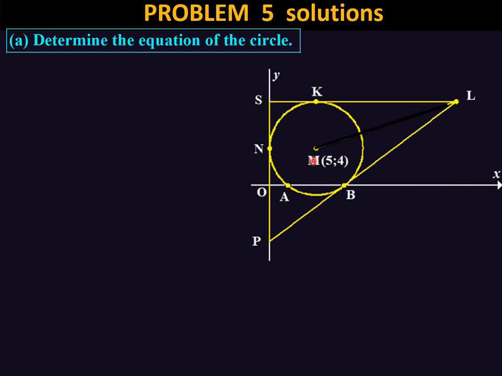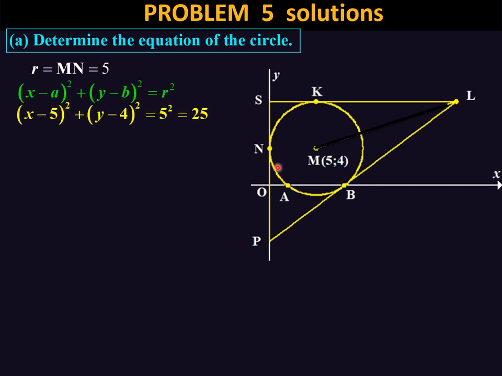And I have radius MA. But look at this one, MN. I know that length. That's the length from the y-axis to point M. So that will be 5. The x value there is 5, so the radius is 5. So you just have to interpret your diagram there. Once I have the radius and the center, it's just a matter of substituting into the circle formula. So that's going to be (x minus 5) squared plus (y minus 4) squared, equal to 5 squared, which is 25.